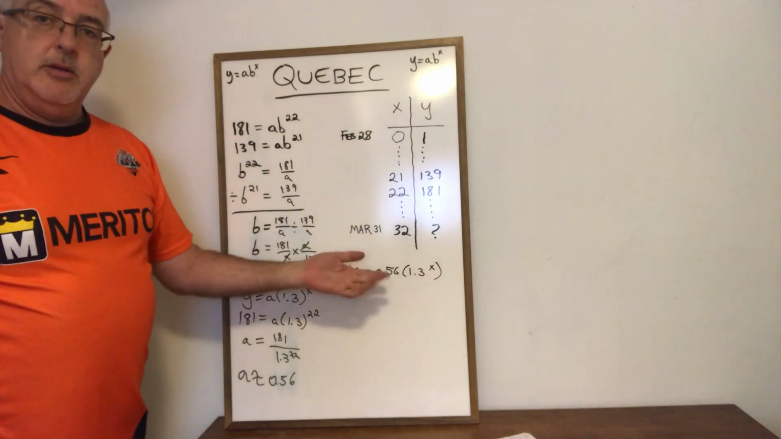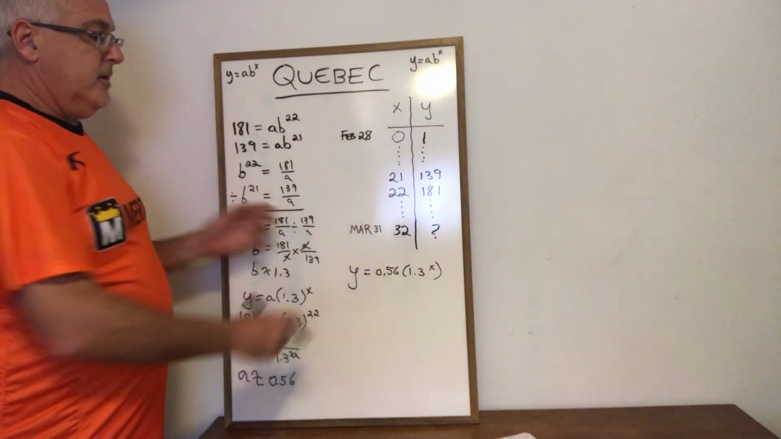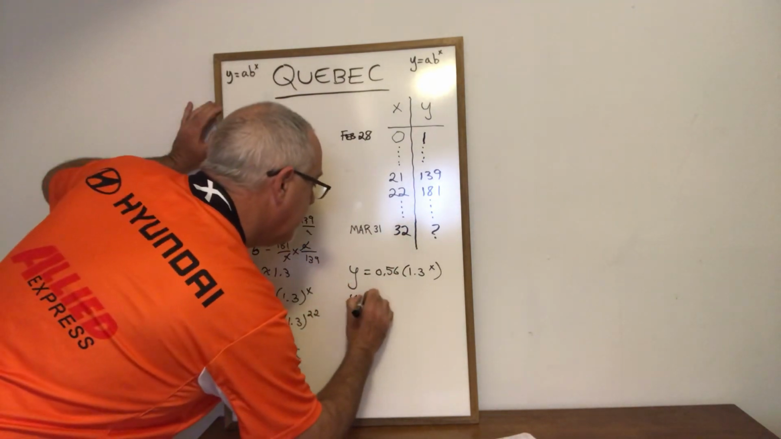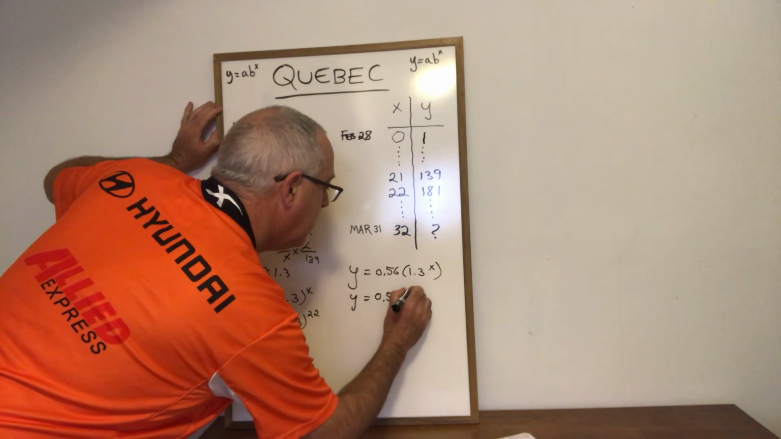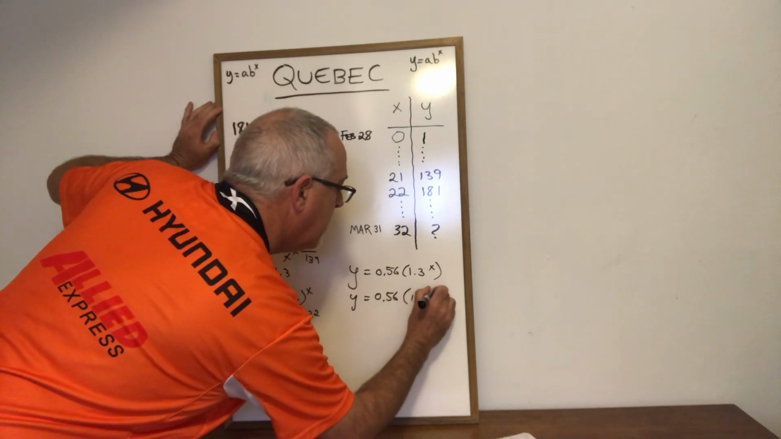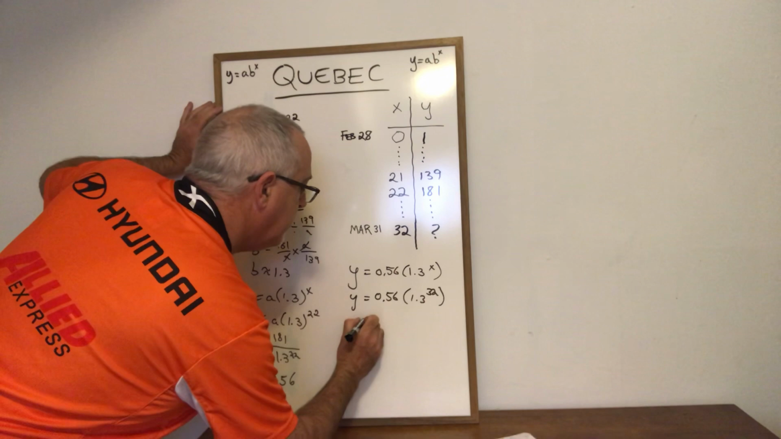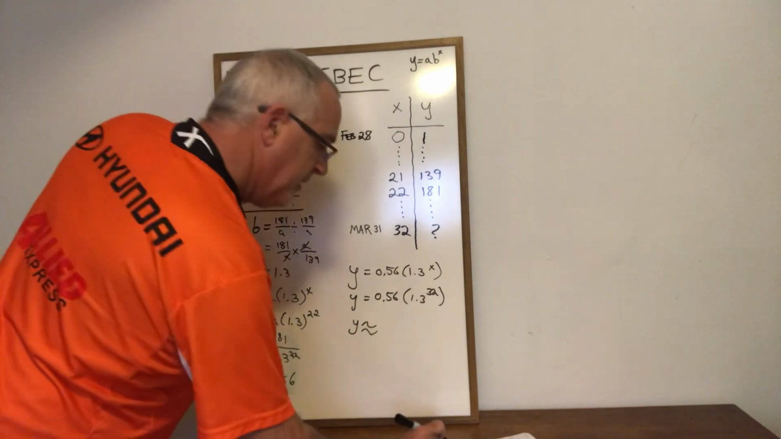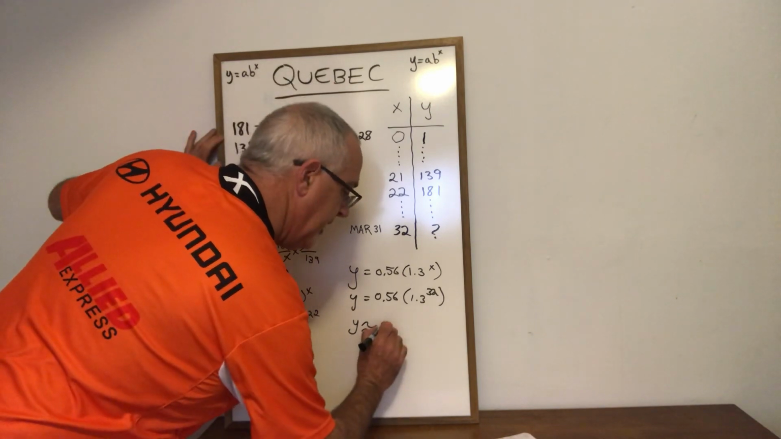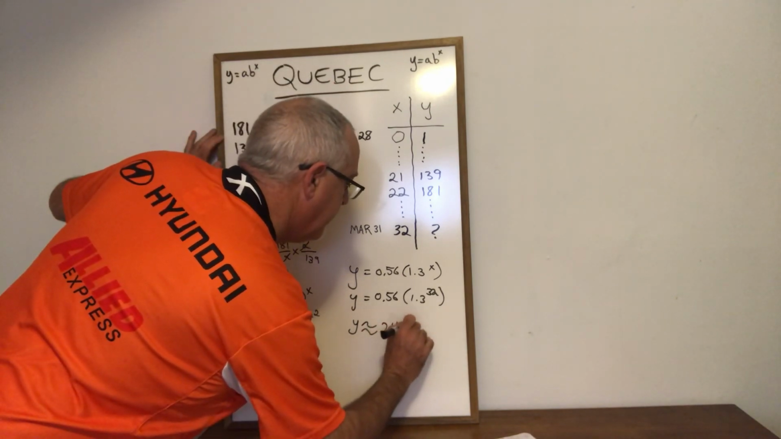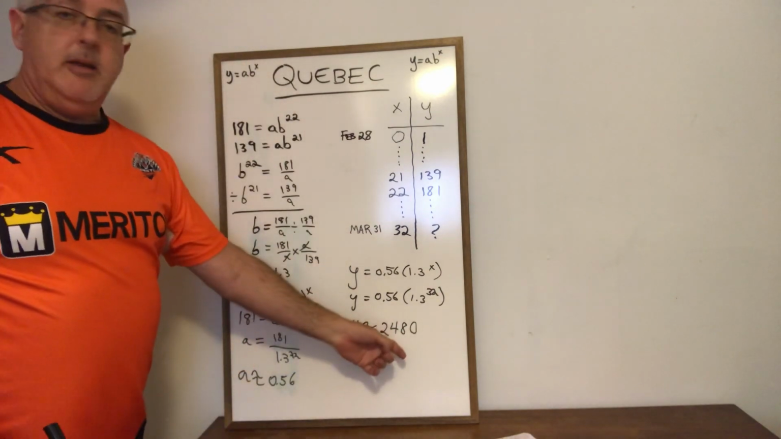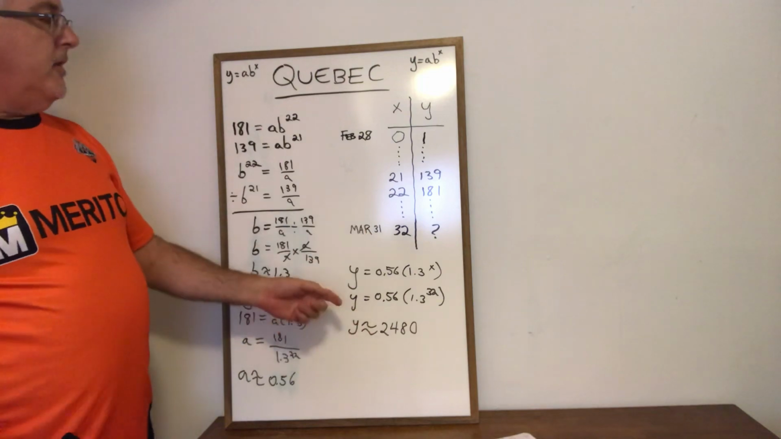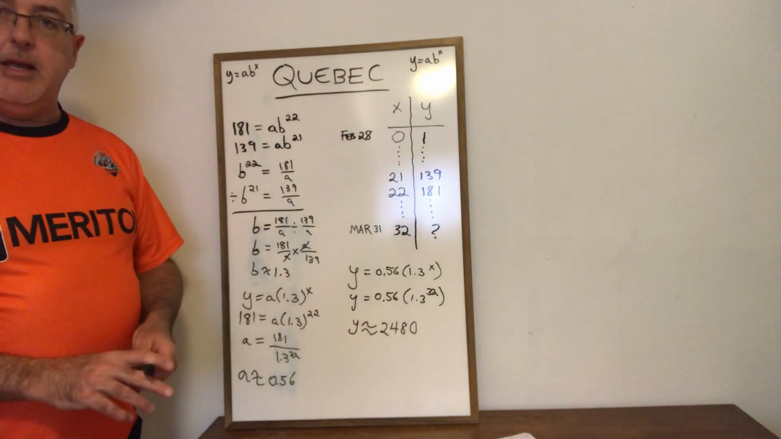Now I can make a prediction using this equation. March 31st will be day 32, and I'm going to plug that into the equation. And simplify, and I get an approximate answer of 2,480. That means that if my equation were correct, on March 31st, there will be 2,480 confirmed cases in Quebec.